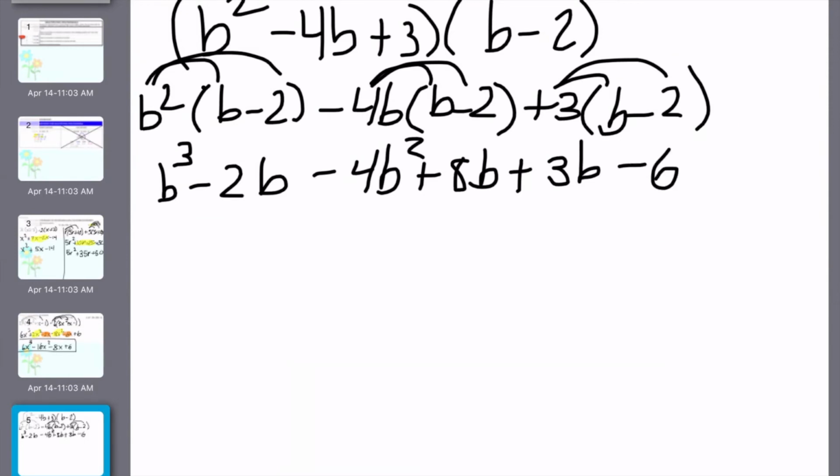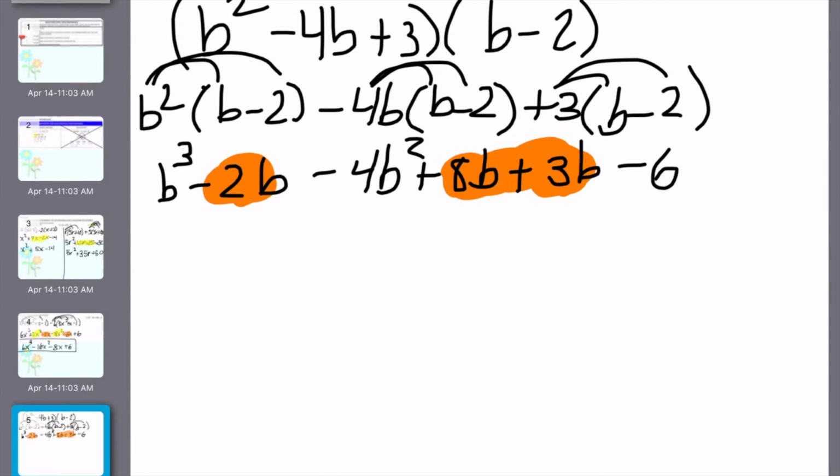So I've done all of my distribution, and now what I need to do is combine my like terms. I need to identify them first and then combine them. So I'm going to go ahead and identify what my like terms are. And I'm just going to double check that I multiplied everything correctly, and it looks like I did. And those, in fact, are my only like terms.